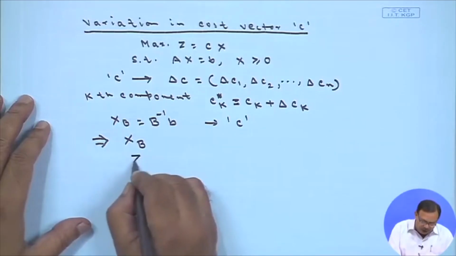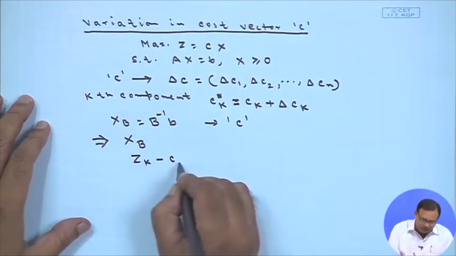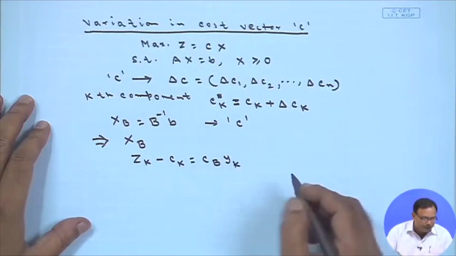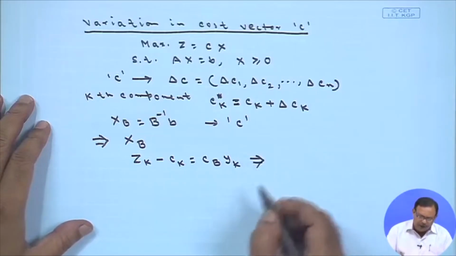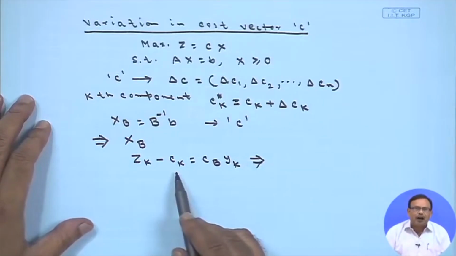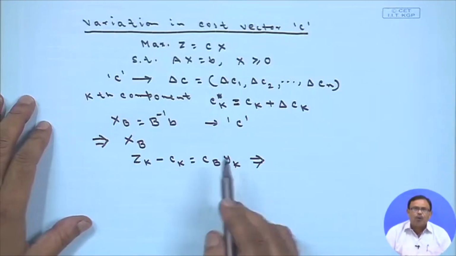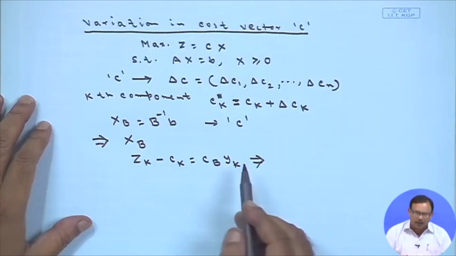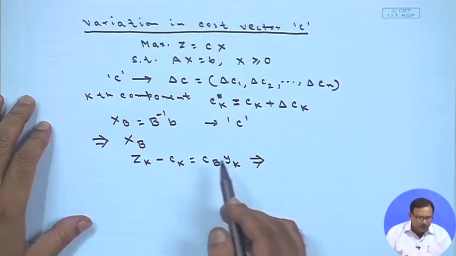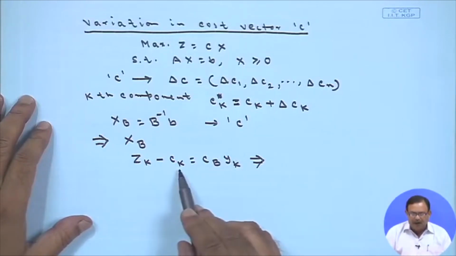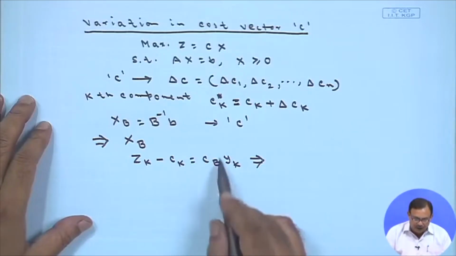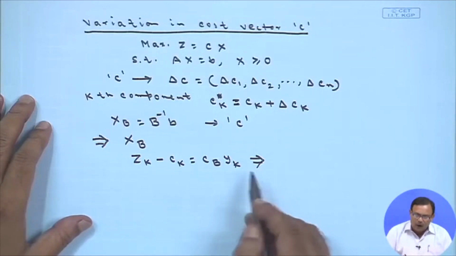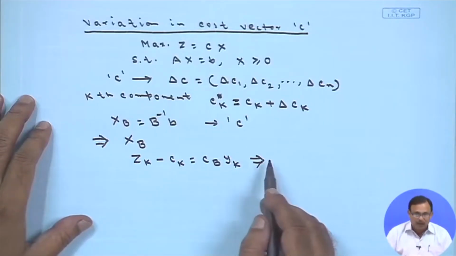And also you know it, Zk minus Ck equals Cb into Yk. If you remember, Zj minus Cj earlier we computed as Cb into Yb. Yb is nothing but the variables x1, x2, x3, which I am denoting here as Yk. So, since this Zk minus Ck value is dependent on Cb, therefore, the optimality criteria may change. Please note that optimality criteria may change, may not change.